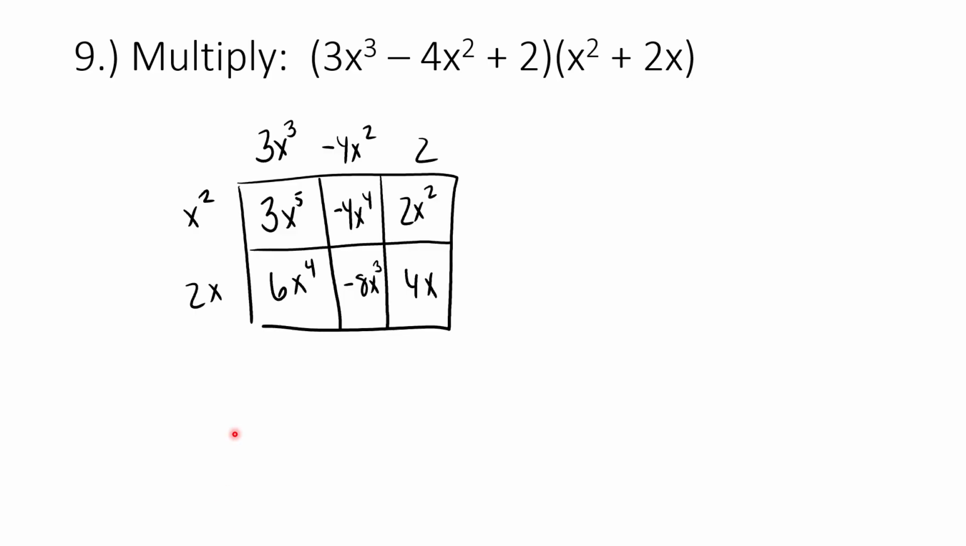And now we don't have that nice, like on the diagonals, our x to the fourths are, but this diagonal right here does not work. And we don't have a constant, because we didn't have anywhere in there a constant times a constant.